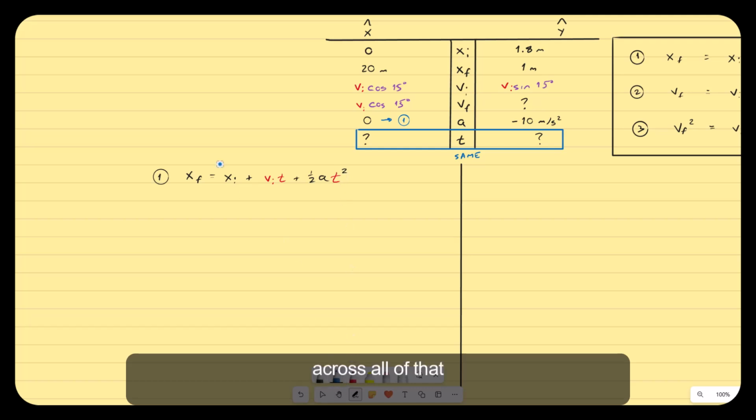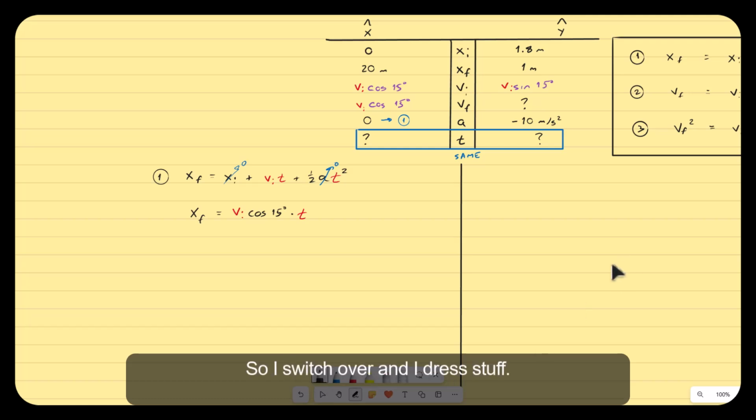And I can cross off that one and that one, but it still leaves me with x final equals v initial cos 15 degrees times the time, which I also don't know. I have two unknowns in this equation, and that's kind of a problem. I'm not going to be able to do much with that.